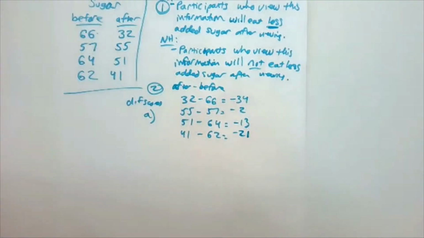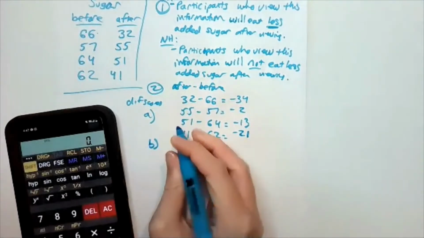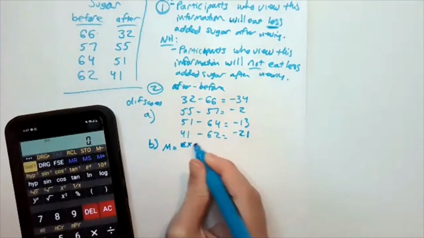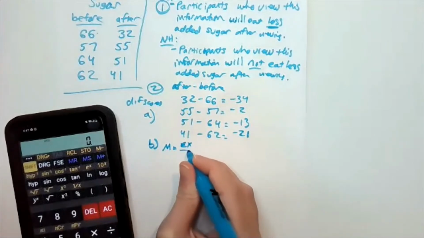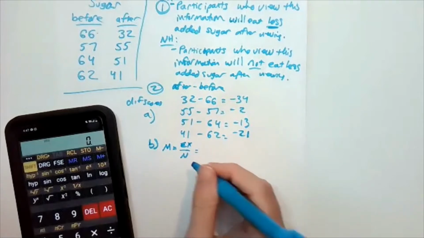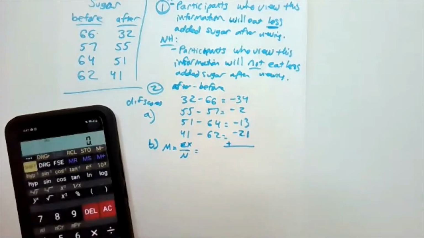From here, I can go ahead and calculate the mean of my difference scores. I always like to keep all of these formulas accessible and write them down as I'm doing these calculations. So we have the sum of our x's divided by n. Our x's here are just all of our raw scores, so I'm going to add all of these up.